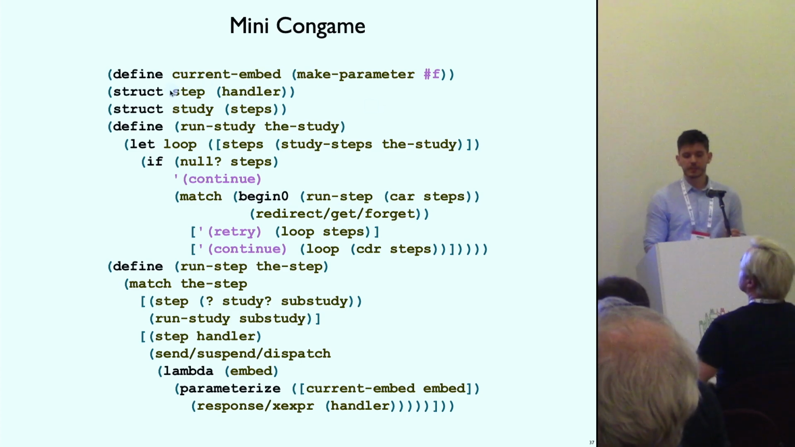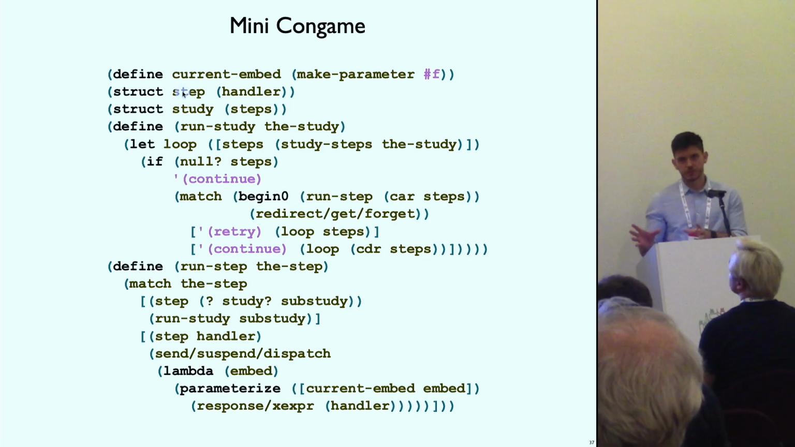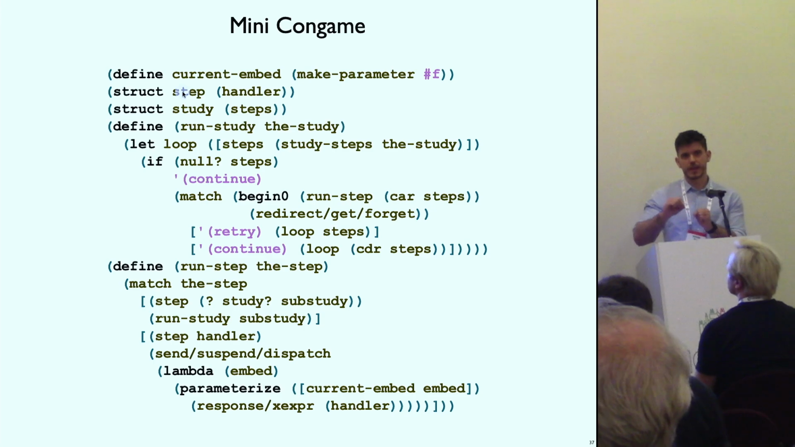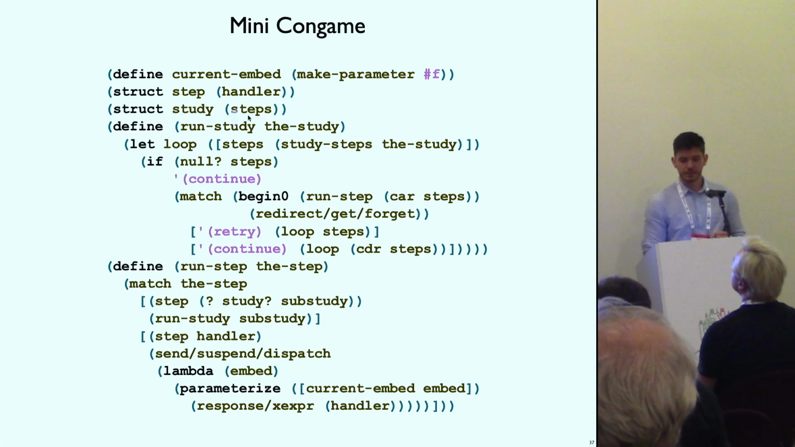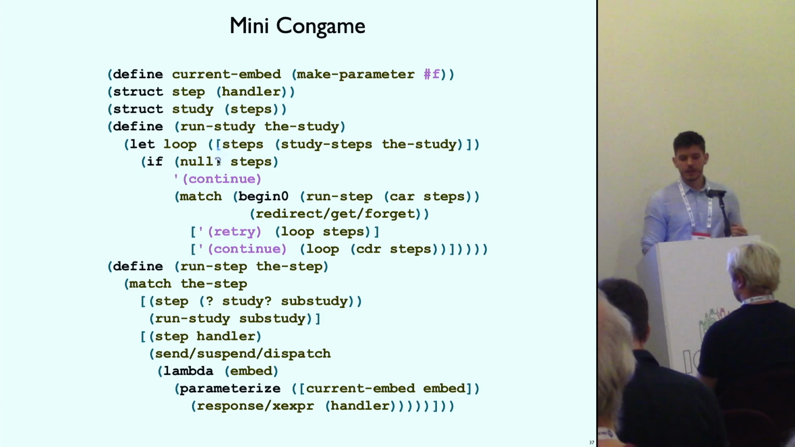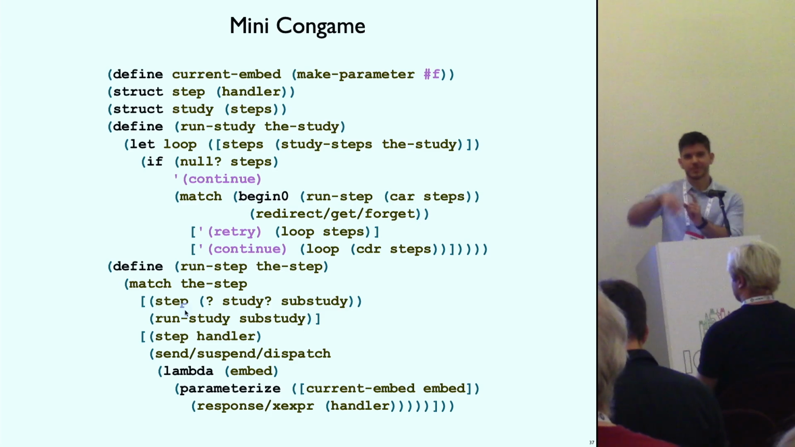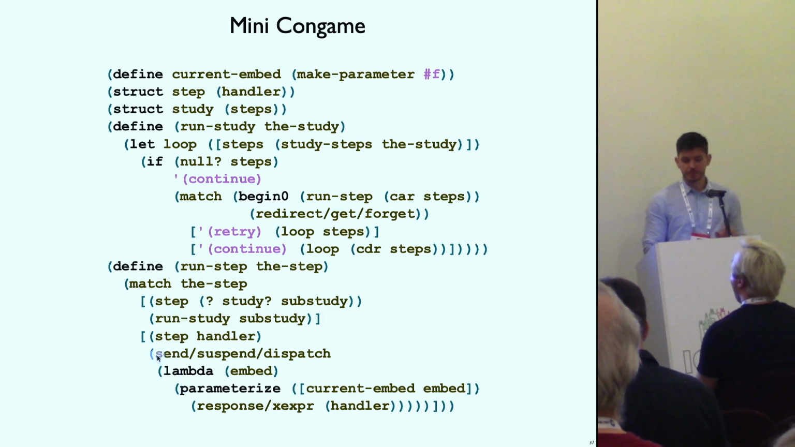And so what we have here is a struct for steps, which contain one field, the handler. The handler is just a procedure that generates some HTML. Then we have the study, which has one field, a list of steps or other studies. And we have our procedure for running a study, which takes a study, and then iterates through all the steps in sequence. Its base case returns continue because these calls to run study can be nested within each other. And then if there is a step to run, it calls run step with that step. Run step checks if the step is itself a study, and then just trampolines back to the top to run study.